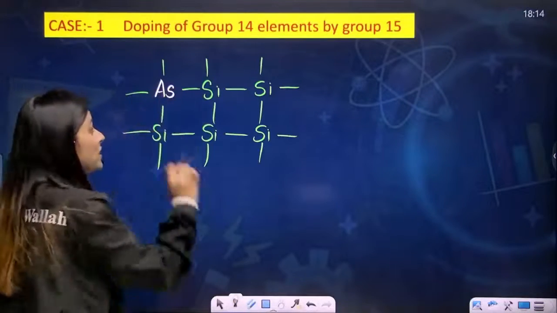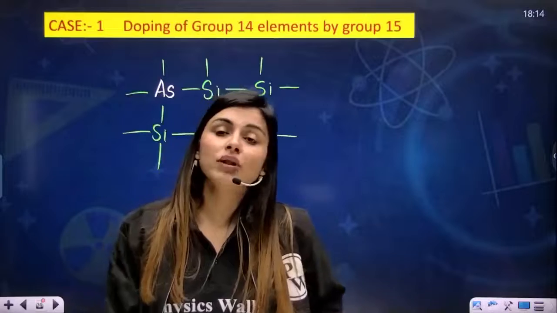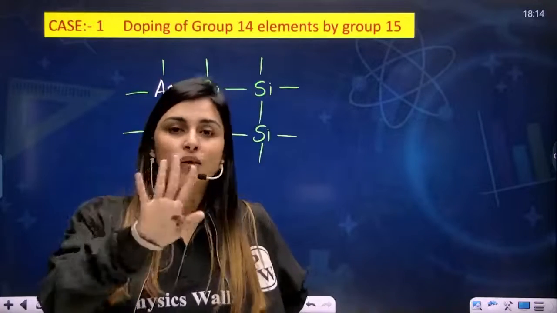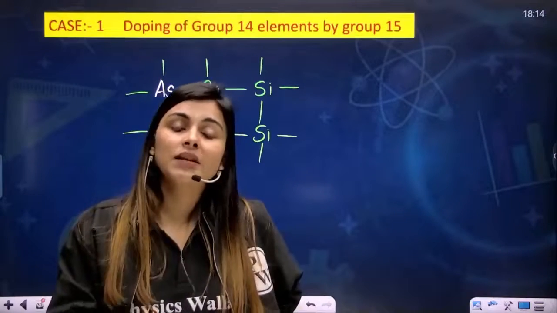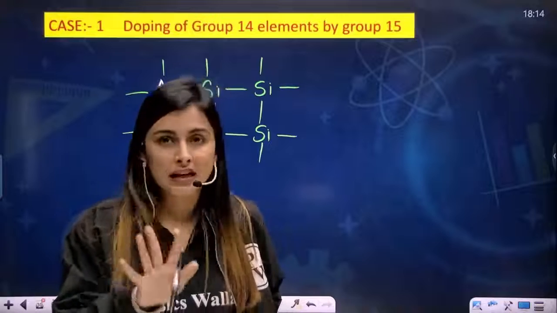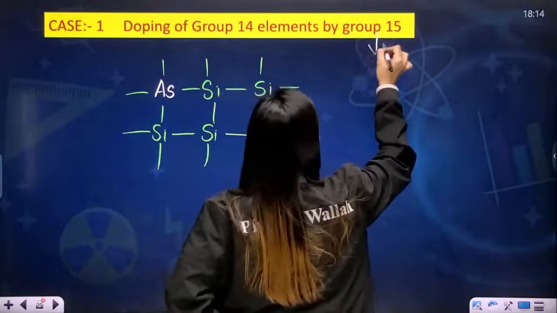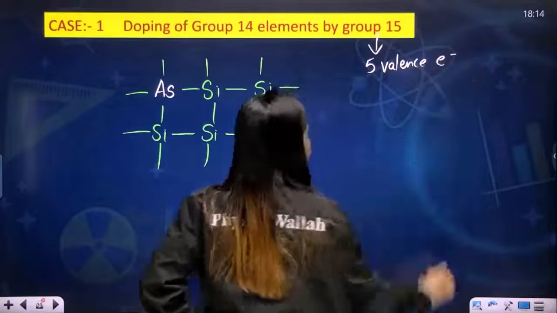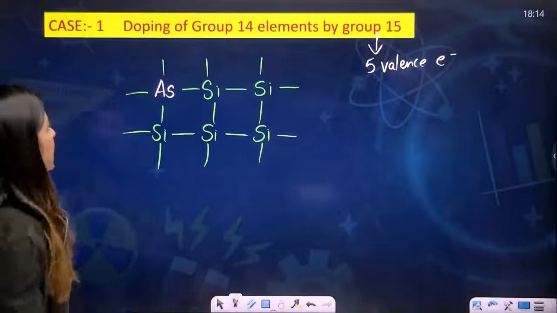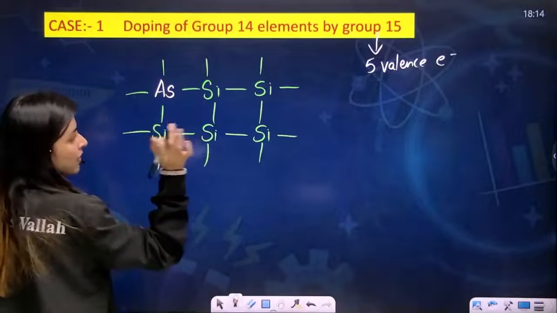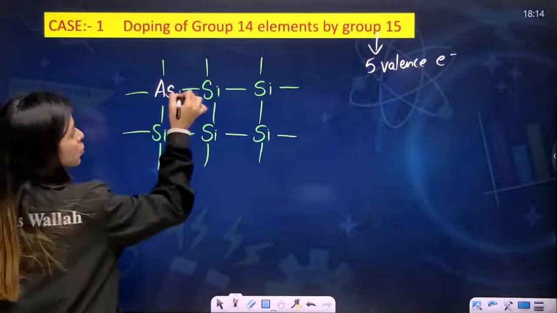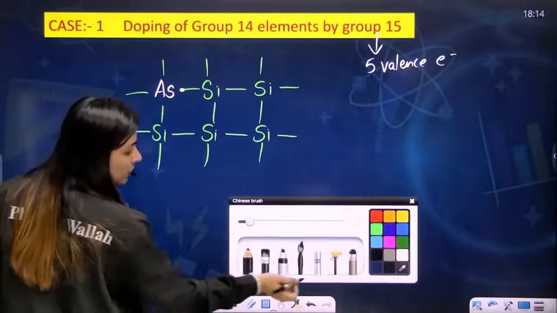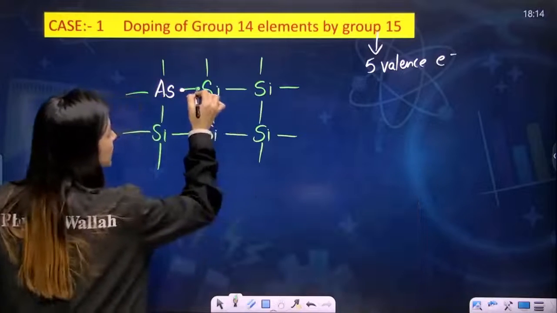Okay, now since it belongs to group 15, you know that group 14 elements have 4 valence electrons and group 15 elements have 5 valence electrons. So group 15 elements have 5 valence electrons. Now see, you know every bond is made up of 2 electrons. So 1 electron will be of arsenic and 1 electron will be of your silicon.